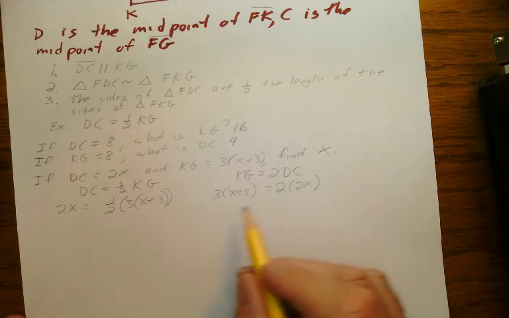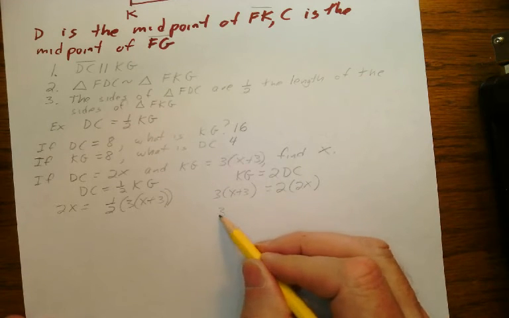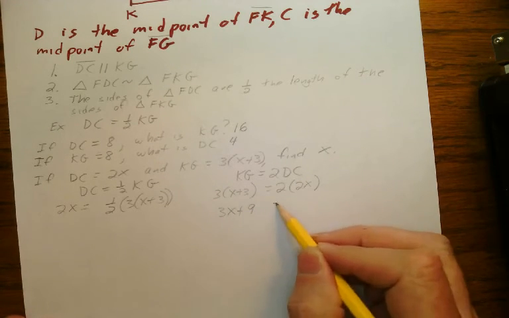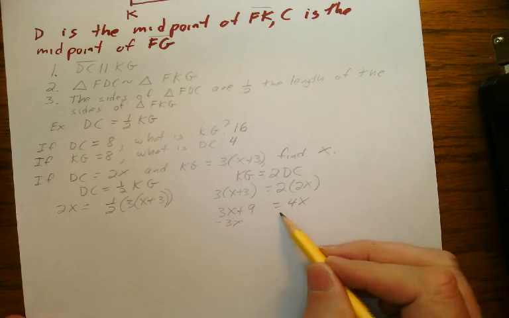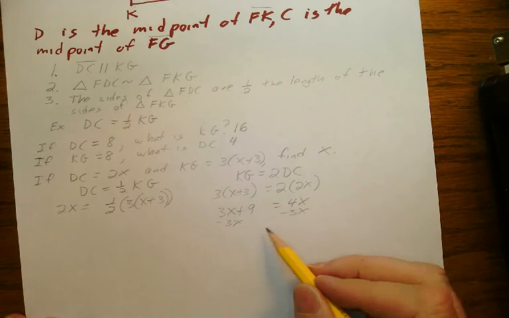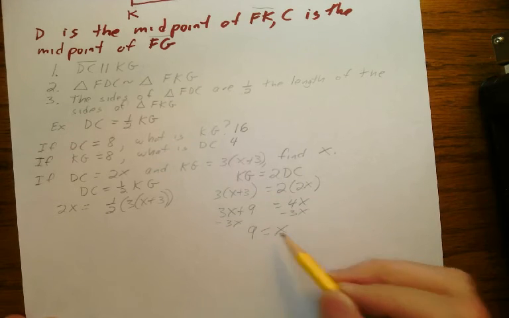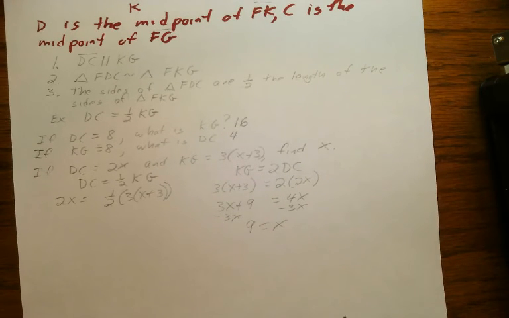2x. So if we solve this one, we get 3x plus 9 equals 4x, minus the 3x, and we're done. We end up with our answer of 9 equals x. Now, you could have done this also. You could have multiplied each side by 2 to get rid of the half, but this is the quicker, easier way to do it, and it avoids fractions.